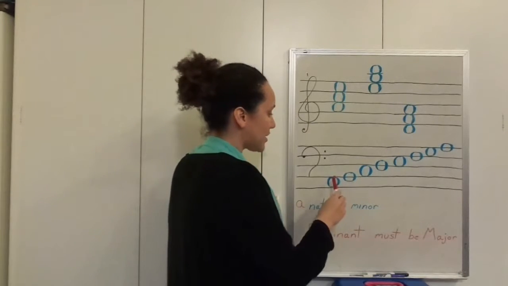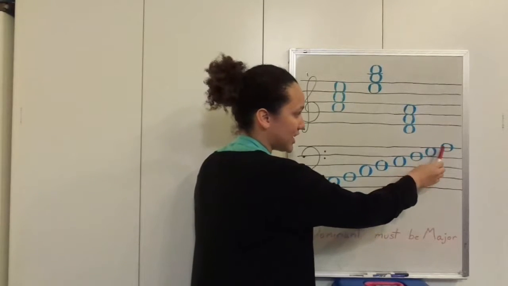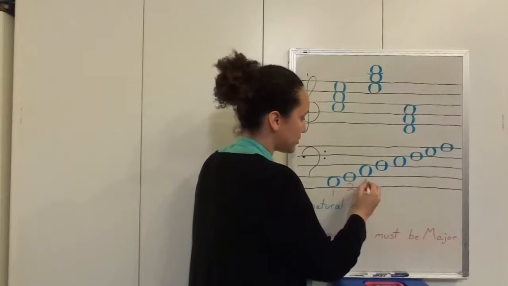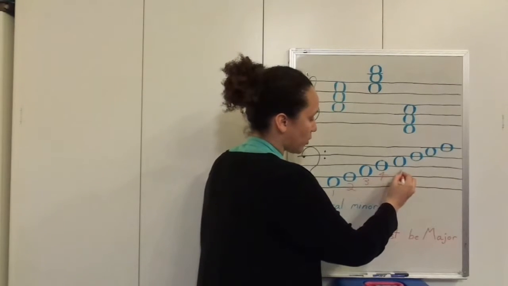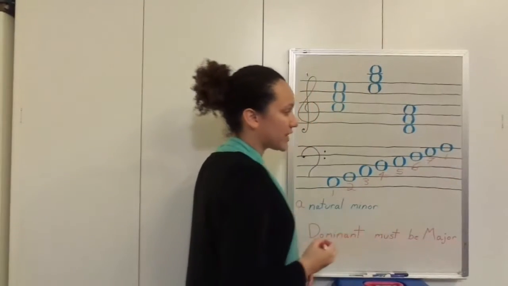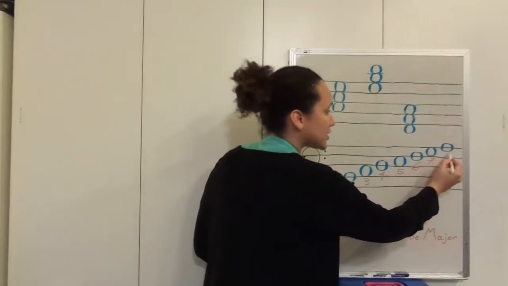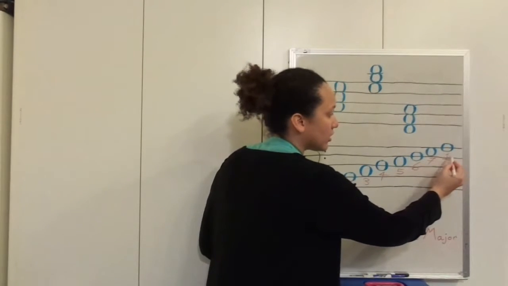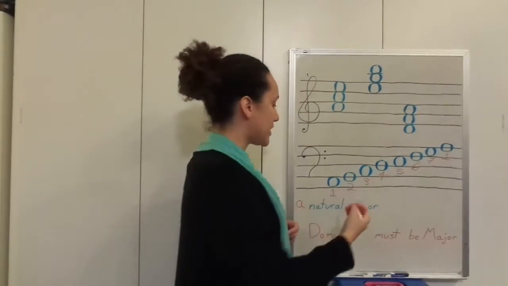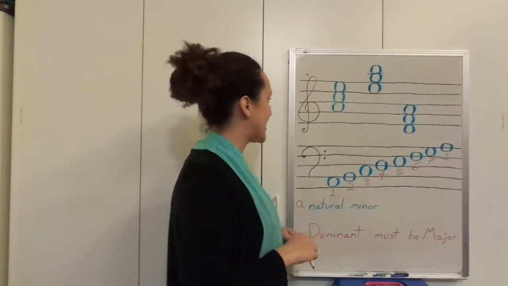So right here you have A, B, C, D, E, F, G, and then A again. So I'll go ahead and number them: 1, 2, 3, 4, 5, 6, 7, and 1 again. You can also put an 8 at the top in parentheses, because 1 is the same as 8, and 8 would remind you of the octave. From the A to the A would be 1 octave, or 8.